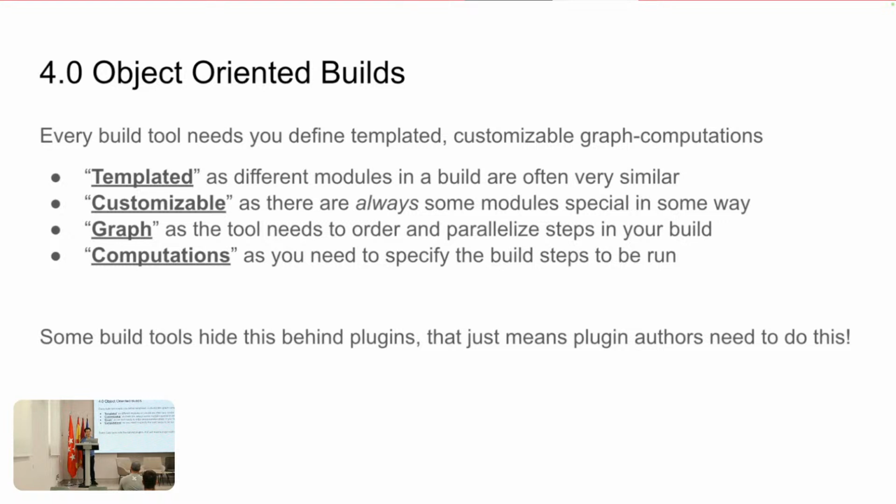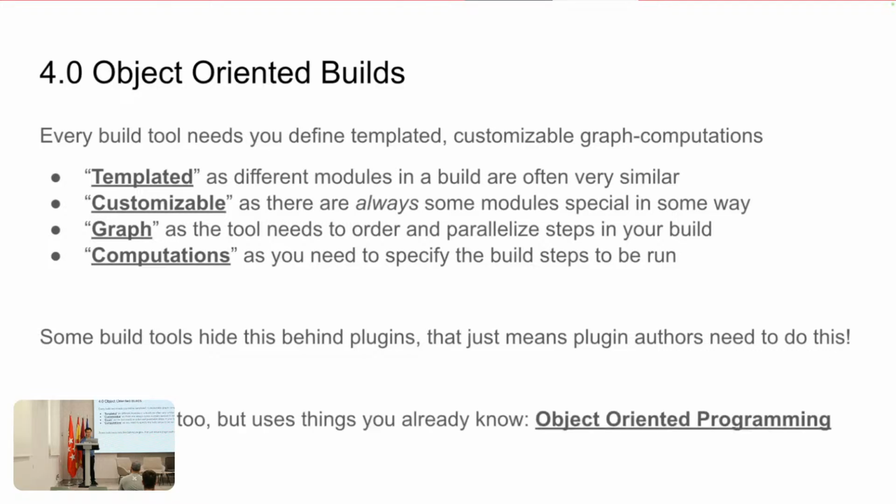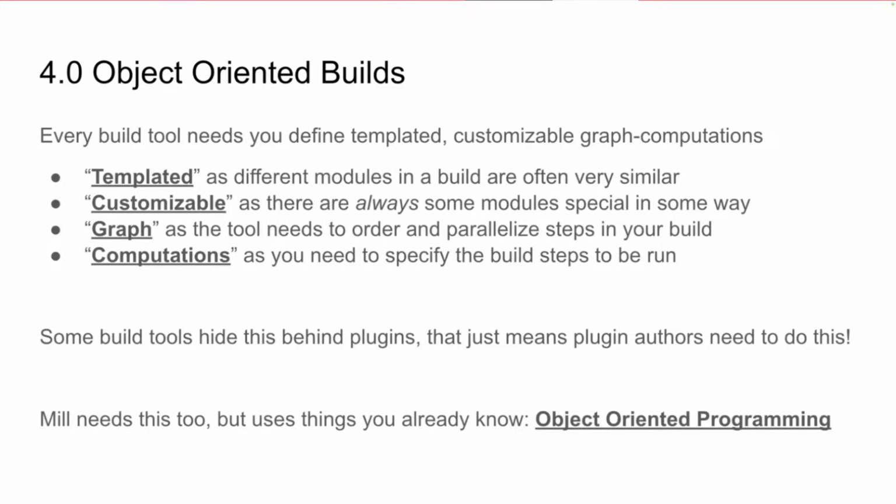Your plugins can be flaky, slow, or buggy because plugin authors are just humans too, struggling with a complicated API to make their build plugin work. So Mill also needs to do these things, but Mill uses a lot of things that you already know to do this, which is object-oriented programming. Everyone knows object-oriented programming. It might be complicated, but you already learned it 20 years ago in school.